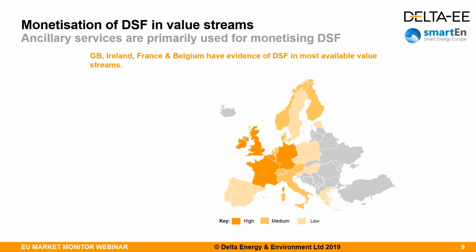France, interestingly, again, majority of value streams are open, and there is evidence of demand side flexibility activity in each. So that's a really nice example. Germany scores higher here compared to the first slide, so there are quite high barriers to entry in Germany. However, there's quite a lot of evidence of demand side flexibility being monetised today.